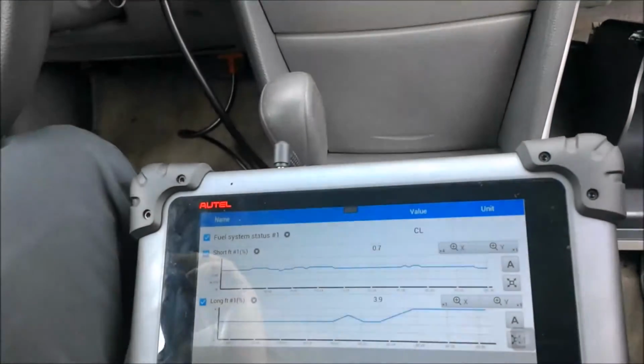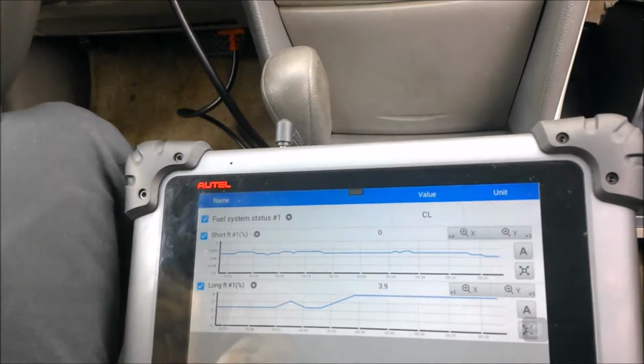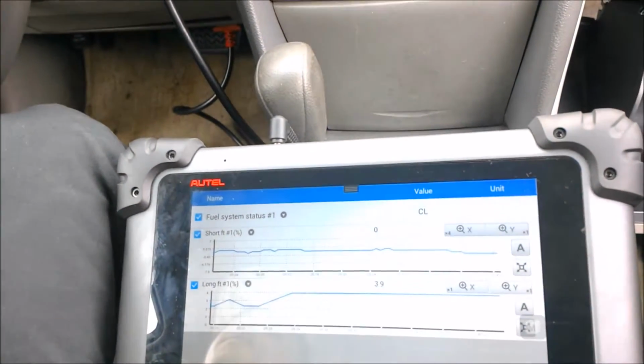So basically, the fuel trim system is a system that corresponds with each other. The O2 sensor tells the PCM if it needs to put fuel or take fuel. When the numbers are negative, that means it's taking fuel, which means it's more fuel than needed, so it takes away.